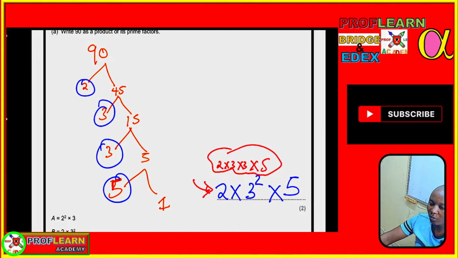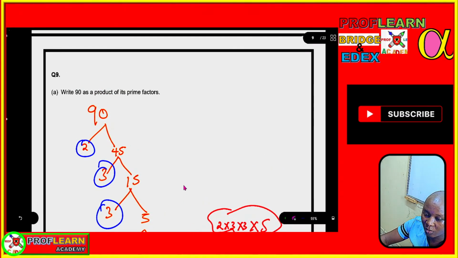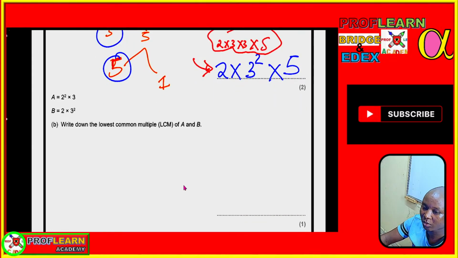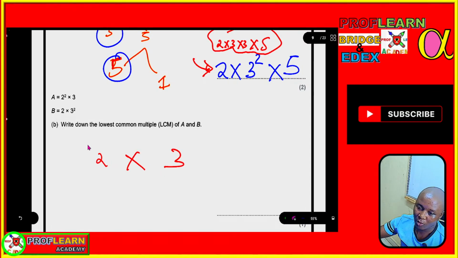All right, so we need to move to the next question here. So far right now we are in question number 9. The next question, we are supposed to write the LCM, the least common multiple here. So for A and B, you see we are going to pick common factors, and that is going to be 2 times 3. Then we are going to pick the least power.